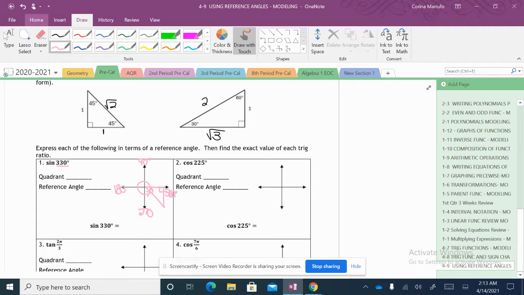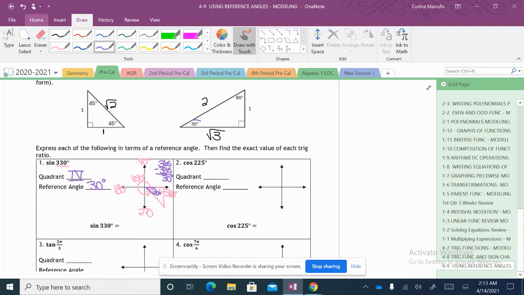So if this whole angle out here is 330 degrees, to find my reference angle, which is this angle in here, I'm going to do 360 minus 330. And that gives me 30 degrees. Okay, so my reference angle is in quadrant 4. It is 30 degrees. So then the sine of 330 degrees, the way that we're going to find that is we're going to copy this triangle.